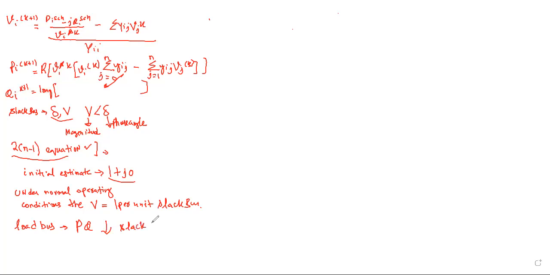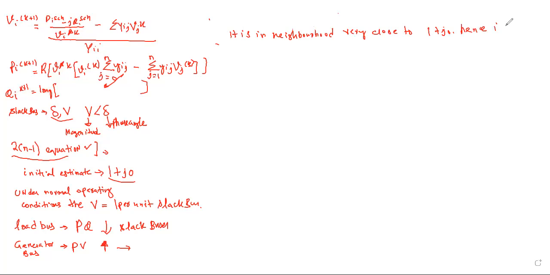We have one more bus, called the generator bus, which is also called the PV bus. Since it is generation, the voltage magnitude would be somewhat higher, but not more than the slack bus; it is in the neighborhood. Neighborhood means very close to the slack bus value, very close to 1 plus j0. Hence the initial estimate would be 1 plus j0.